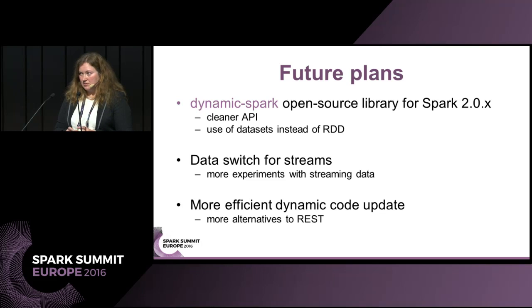And also, of course, more tests are needed for streaming data, like thousands of sensors, to check what the overhead of the streaming data would be. And also a more efficient dynamic code update, because right now we have chosen to have the REST server and REST invocation, but of course there could be alternatives for how you could get the serialized classes to the system. So we should check the alternatives.